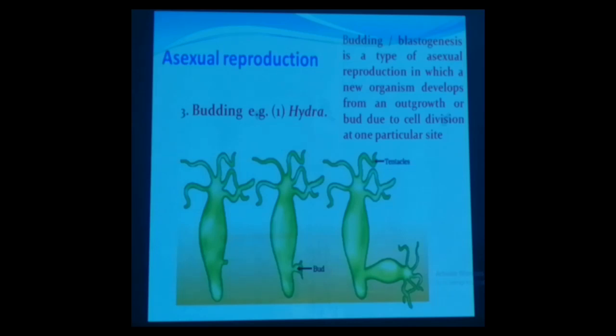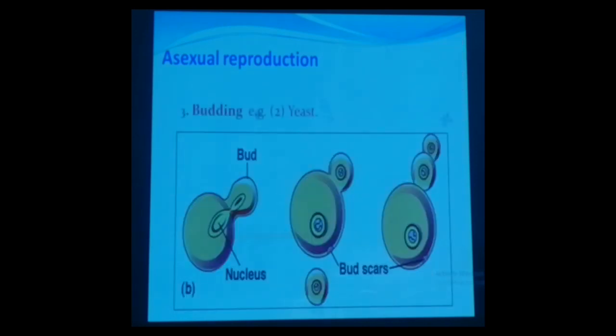See, you can see the bud formation here. This is the bud formation found on the major parental cell, and this is the bud. After maturity, it will get detached from the parental cell and it will grow into a new individual. And you can see this kind of reproduction in hydra and then yeast also. In yeast also you can see the bud scars are found to be present, and these buds are going to develop into a new individual.